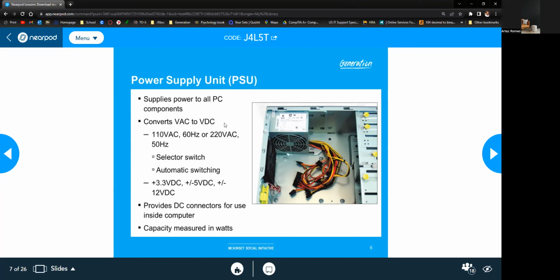And then DW capacity, yes. Excuse me, sorry. Is it positive or negative 3.3, or is that just like a point, like a dash? That's positive 3.3. You're absolutely correct. Positive 3.3, positive and negative 5, and then positive and negative 12. Thank you.